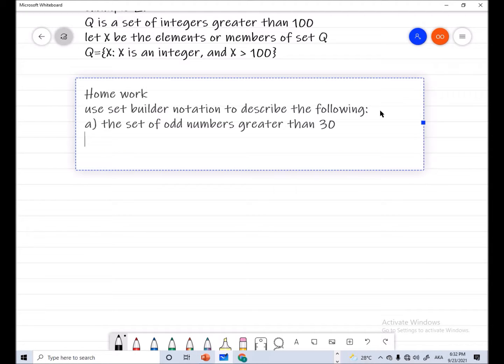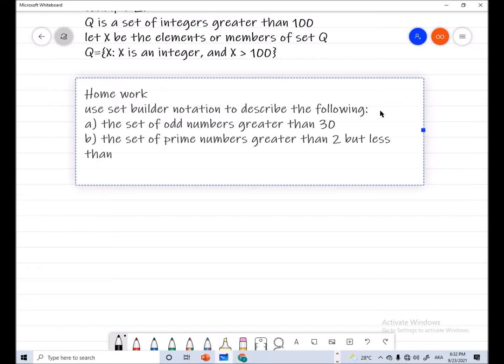Okay, go to B. The set of prime numbers greater than 2 but less than 24. Are you following?